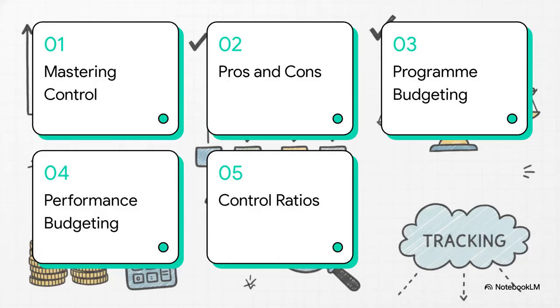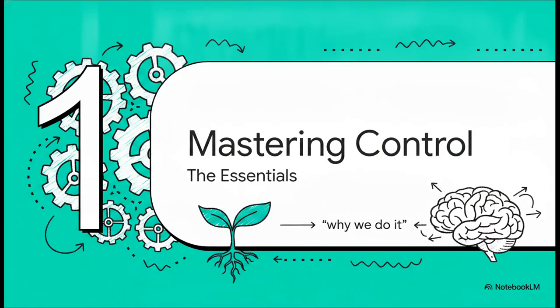Okay, let's dive into our roadmap for today. We'll start with mastering the essentials of budgetary control, weigh the pros and cons, and then explore two specialized frameworks: program budgeting and performance budgeting. Finally, we'll wrap up the whole shebang by looking at budgetary control ratios. Starting right off with Section 1, Mastering Budgetary Control, the Essentials.